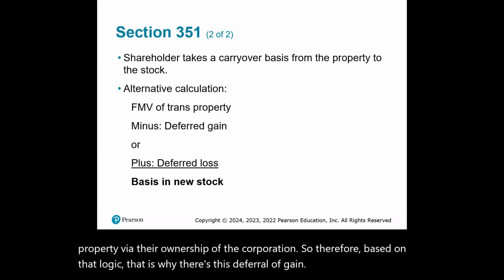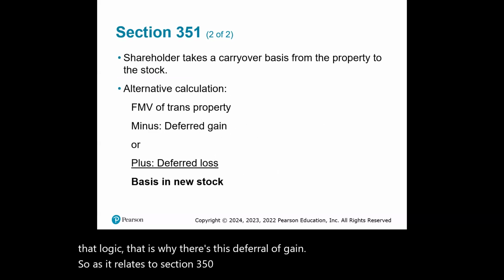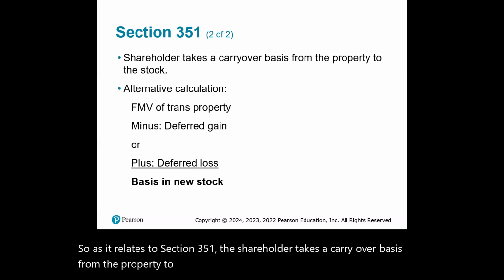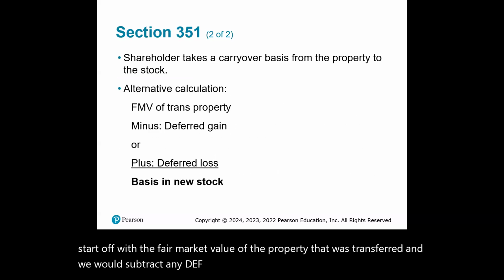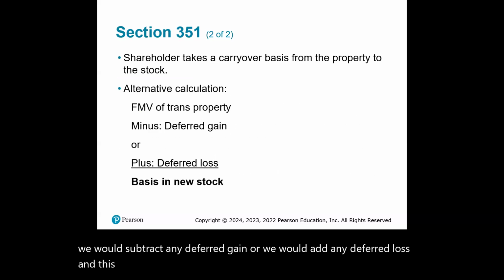As it relates to Section 351, the shareholder takes a carryover basis from the property to the stock, and then there's an alternative calculation. We start off with the fair market value of the property that was transferred, and we subtract any deferred gain, or add any deferred loss, and this determines the basis in the new stock.